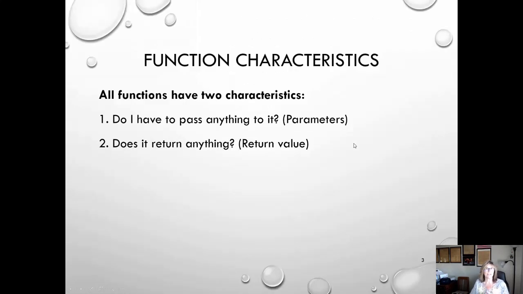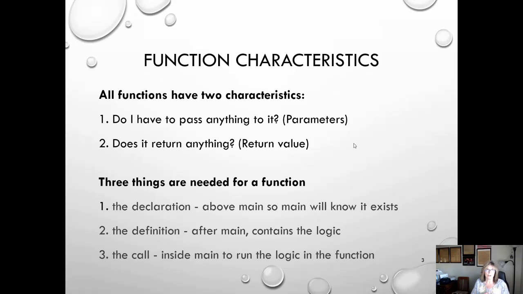So let's take a look at some of the characteristics of functions. All functions have two basic characteristics. The first one is whether or not I have to pass anything to it. The second one is whether or not it returns anything to me. We're also going to find out that there are three things in C++ that are needed for a function. The first one is a declaration. The declaration is the function signature, that would be displayed above main, because main has to know about it or it will not be able to run it.